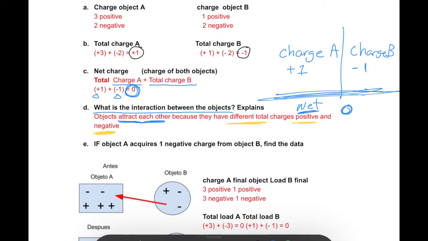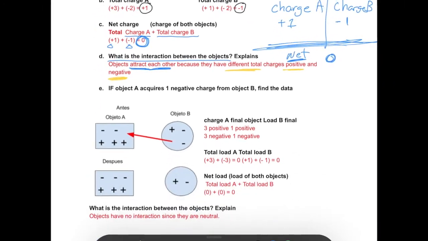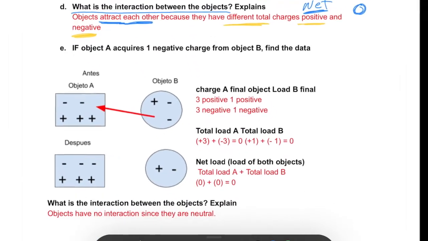Now, remember, if both of them are positive, or both negative, they are going to repel each other. Since they are the same, they don't want to be together, okay? Let's go to part E.